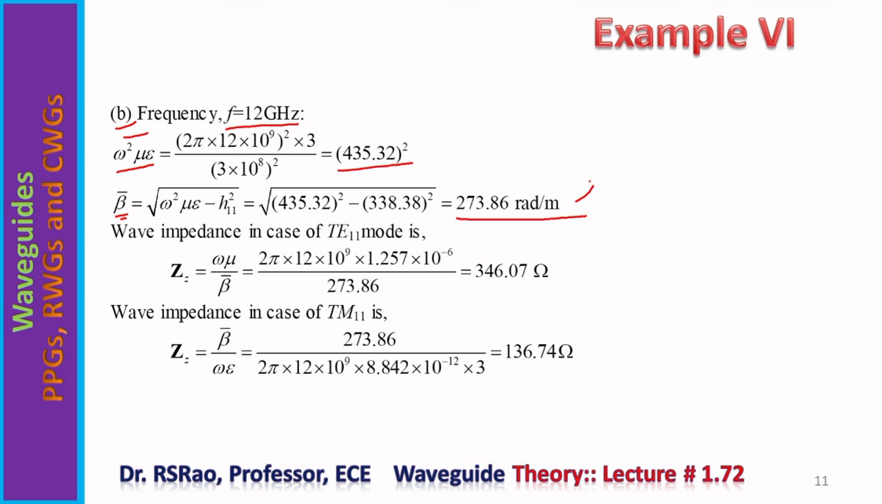So wave impedance in case of TE11 mode is omega mu by beta bar. In case of TM11 mode, it is beta bar by omega epsilon. Beta bar, omega, epsilon, all those things are available. Substitution results in Z equal to 346.07 ohms in case of TE11 mode. It comes out 136.74 ohms in case of TM11 mode.